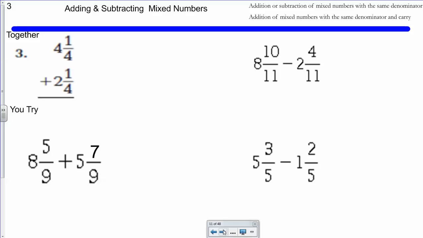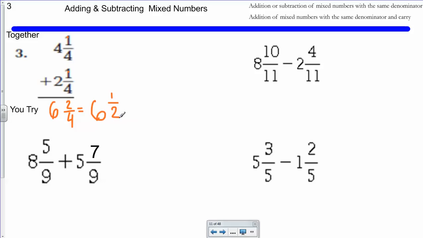All right, let's go ahead and look at a couple more together problems here. So I'm going to end up here, I'm going to have 1 plus 1 is 2 fourths. 4 plus 2 for my whole numbers is 6. 6 2 fourths can be simplified to 6 1/2.